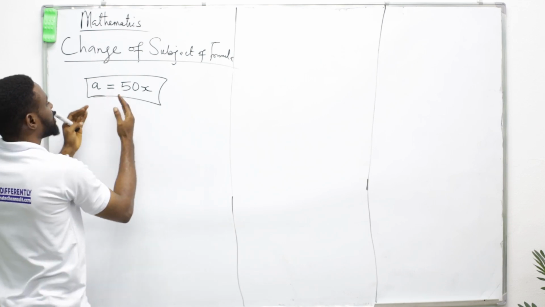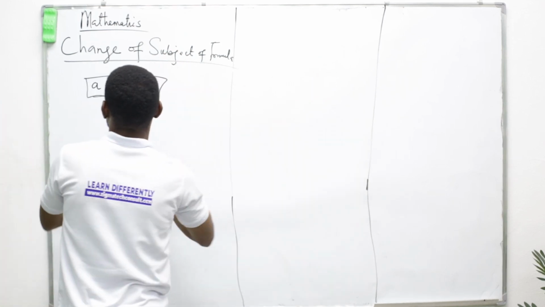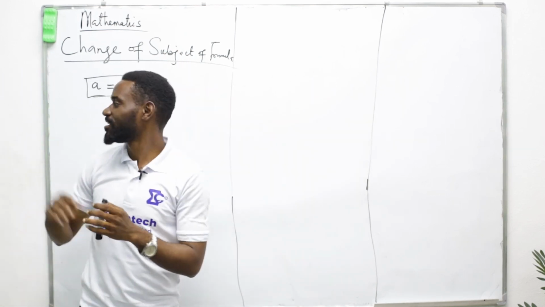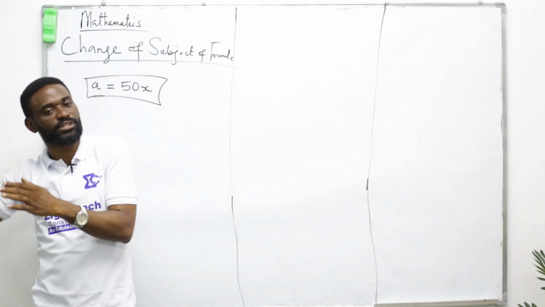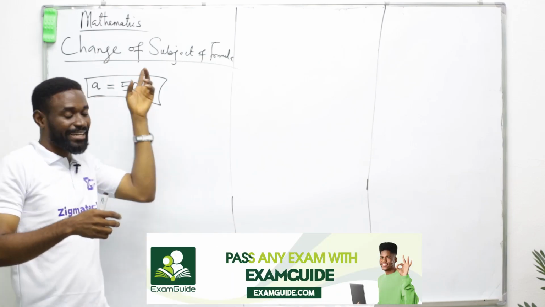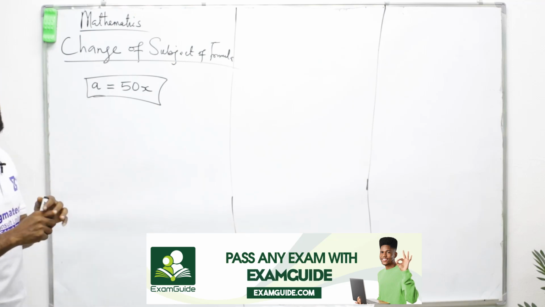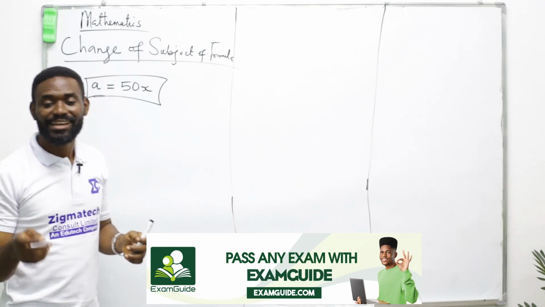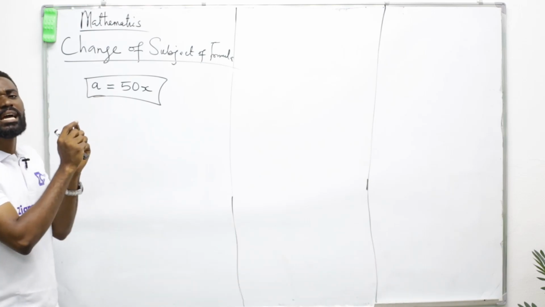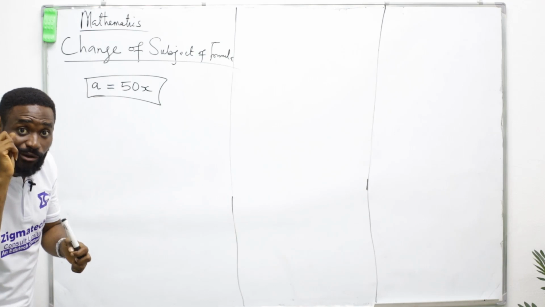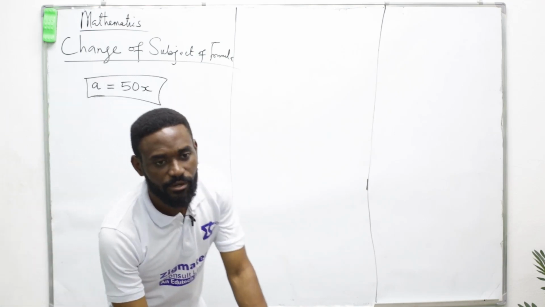This for me is the right hand side. This is the left hand side. So let's say I'm here. A is at one side of the equation. This 50x is at the other side of the equation. So any symbol, any letter that is on a particular side of the equation alone, that is the subject of that formula.